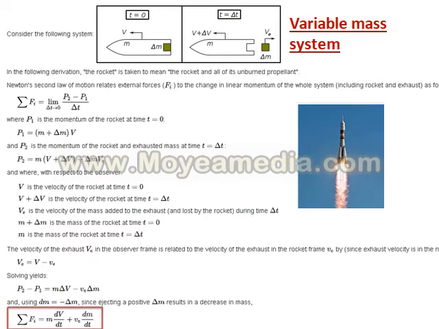With a variable mass system, like for example a rocket, which loses significant amount of its mass, that is fuel, during the flight in the form of exhaust, Newton's law here gives F equal to m dv by dt plus v dm by dt, because there is a change in velocity as the rocket accelerates, and there is a change in mass as well. There is a decrease in mass of the rocket as the rocket moves upwards.